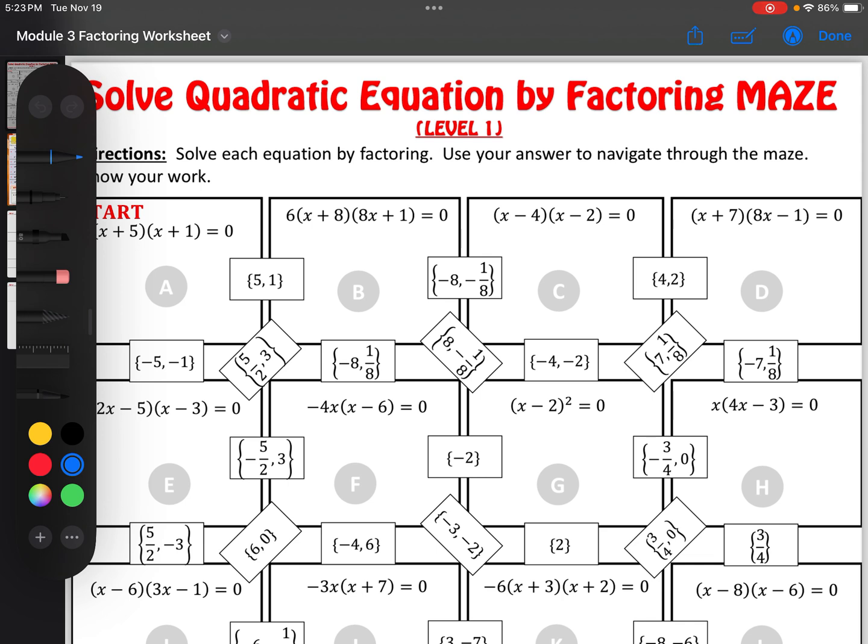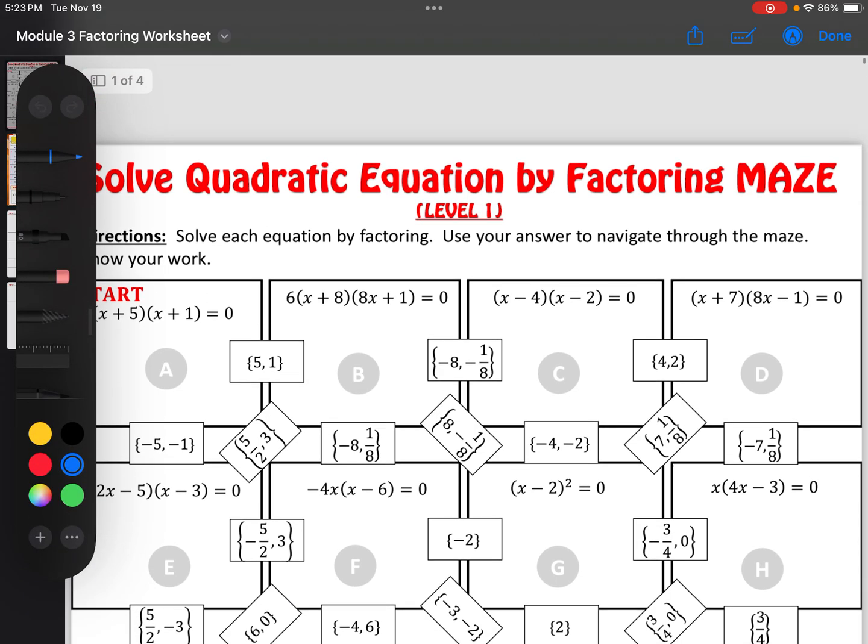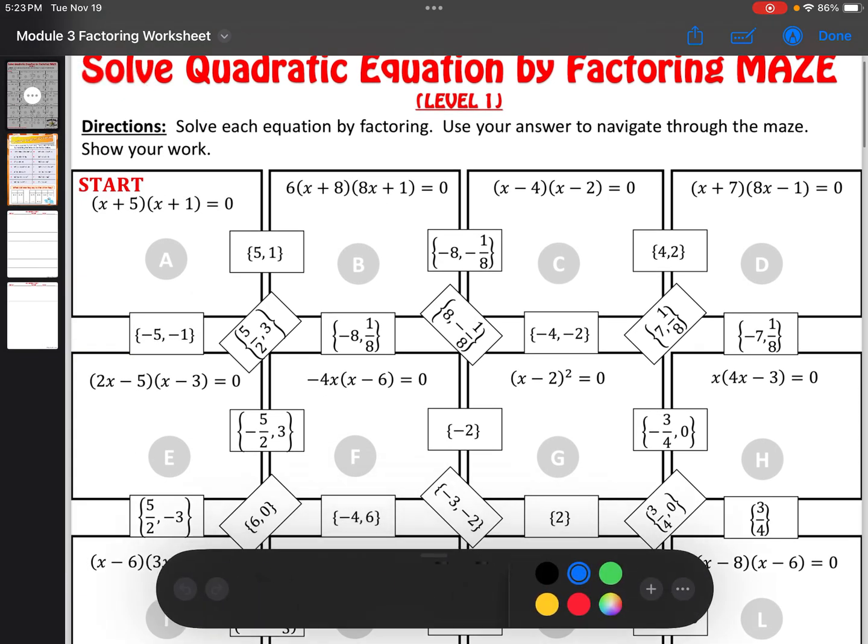I'm going to go ahead and show you how I would do these. This first maze is really super easy to do because all of these are already factored for you. So to begin, I'm just going to start here with A. So it's a maze. So as you get the correct answer, you'll shade in the correct answers.